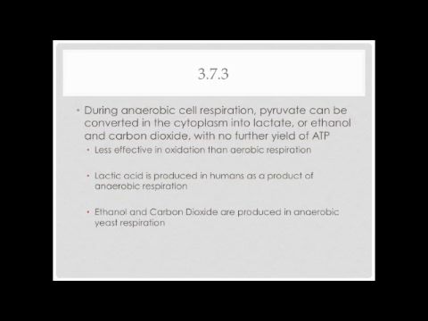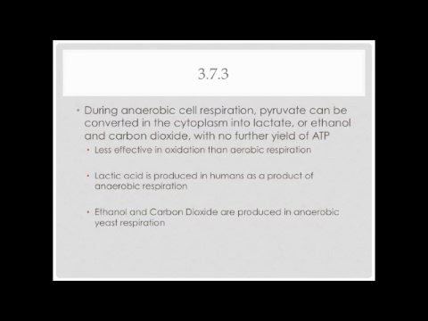3.7.3 and 3.7.4 explain the process of cellular respiration. During anaerobic cellular respiration, pyruvate can be converted in the cytoplasm into lactate or ethanol and carbon dioxide with no further yield of ATP. It's less effective in oxidation than aerobic respiration.